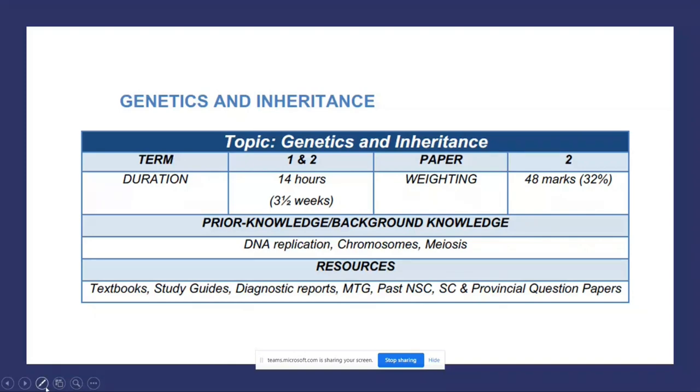Now, any resources that will assist you with the understanding of this chapter are obviously your textbook, study guides, the diagnostic report, which your teacher should have read, Mind the Gap, and then your past NSC and SC papers. Right.